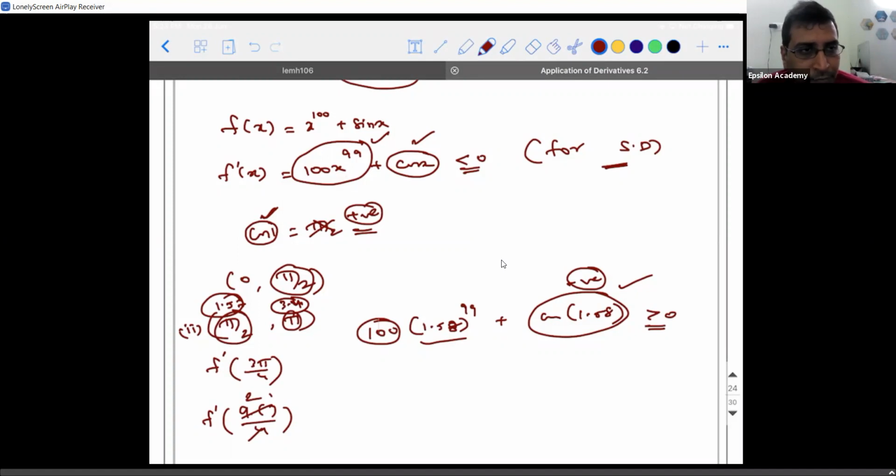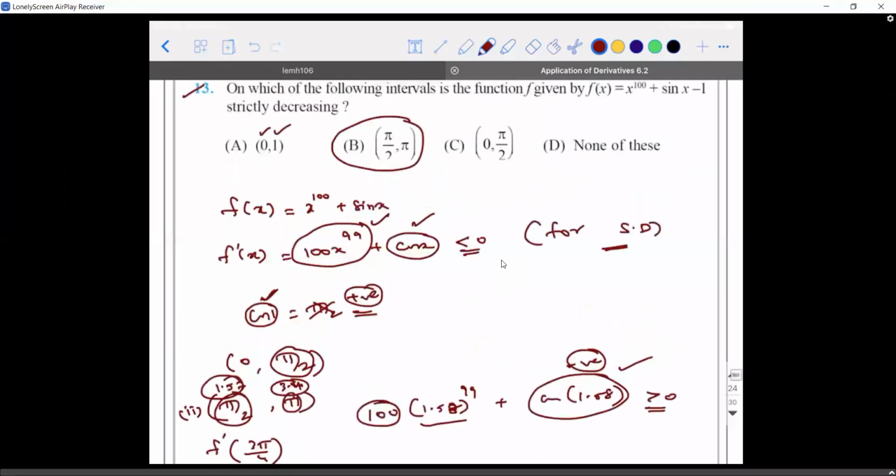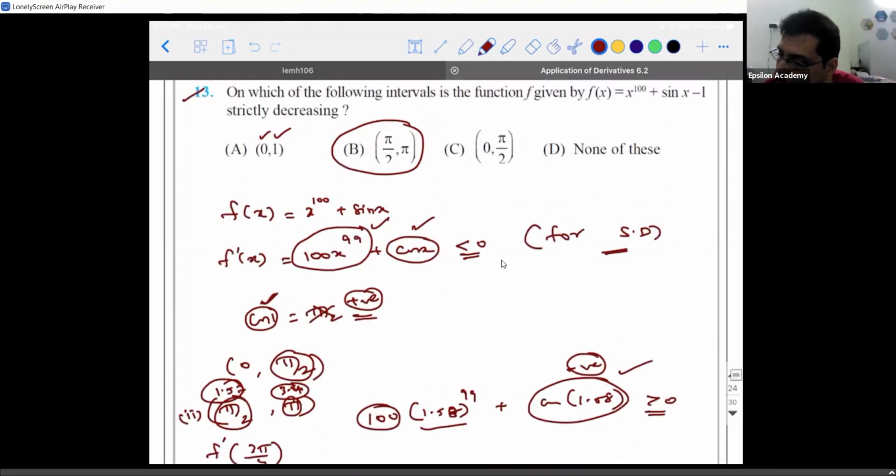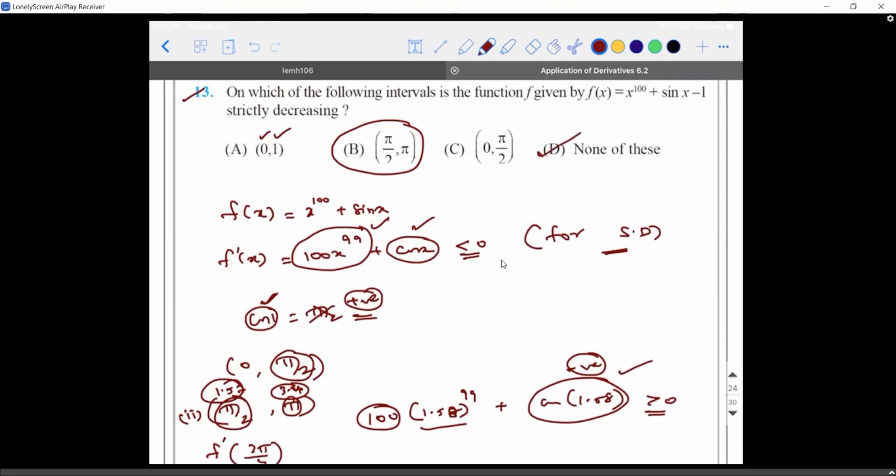You're able to understand? Very, very important. Yes, sir. Yes, that's right. Now, using the same logic, you guys tell me what will happen between 0 to pi. Sir, it will increase, sir. Increasing, sir. So what is the answer then? Sir, none of these. D. These should be the answer.